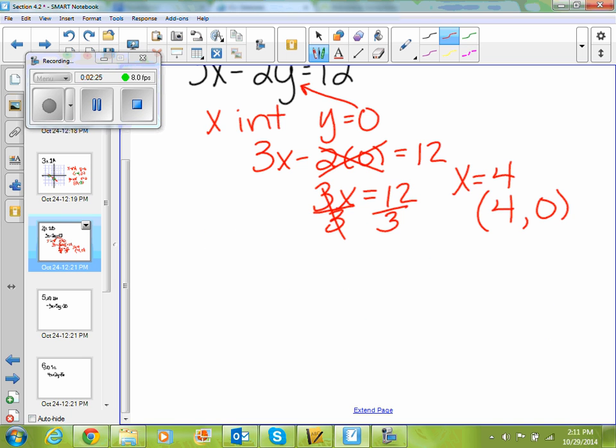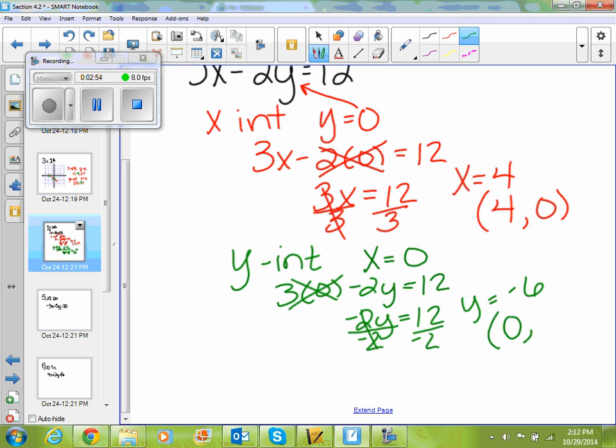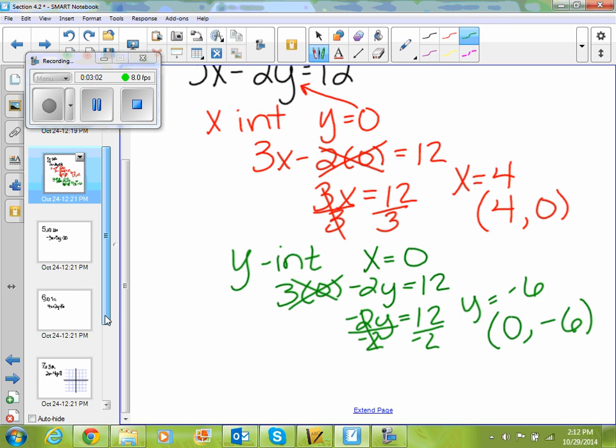Let's do the same thing for y. I know that my y-intercept is when x is equal to 0. So this would be 3 times 0 minus 2y equals 12. That cancels, so I get -2y equals 12, and y equals -6. My y-intercept is (0, -6). You do have to find both of them: you'll do both on every equation.